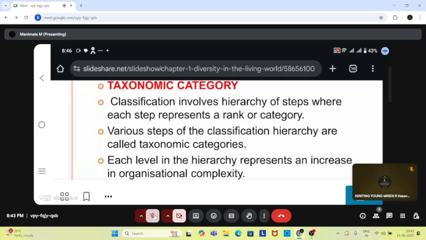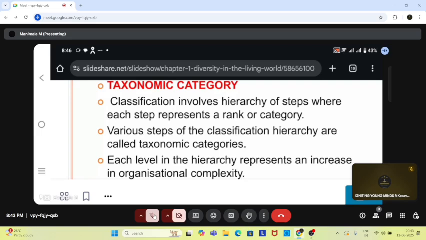Systema Naturae. In this publication, he has explained the identification of organisms, nomenclature, classification, everything, along with the evolutionary relationship also. That is what he has given. Okay.